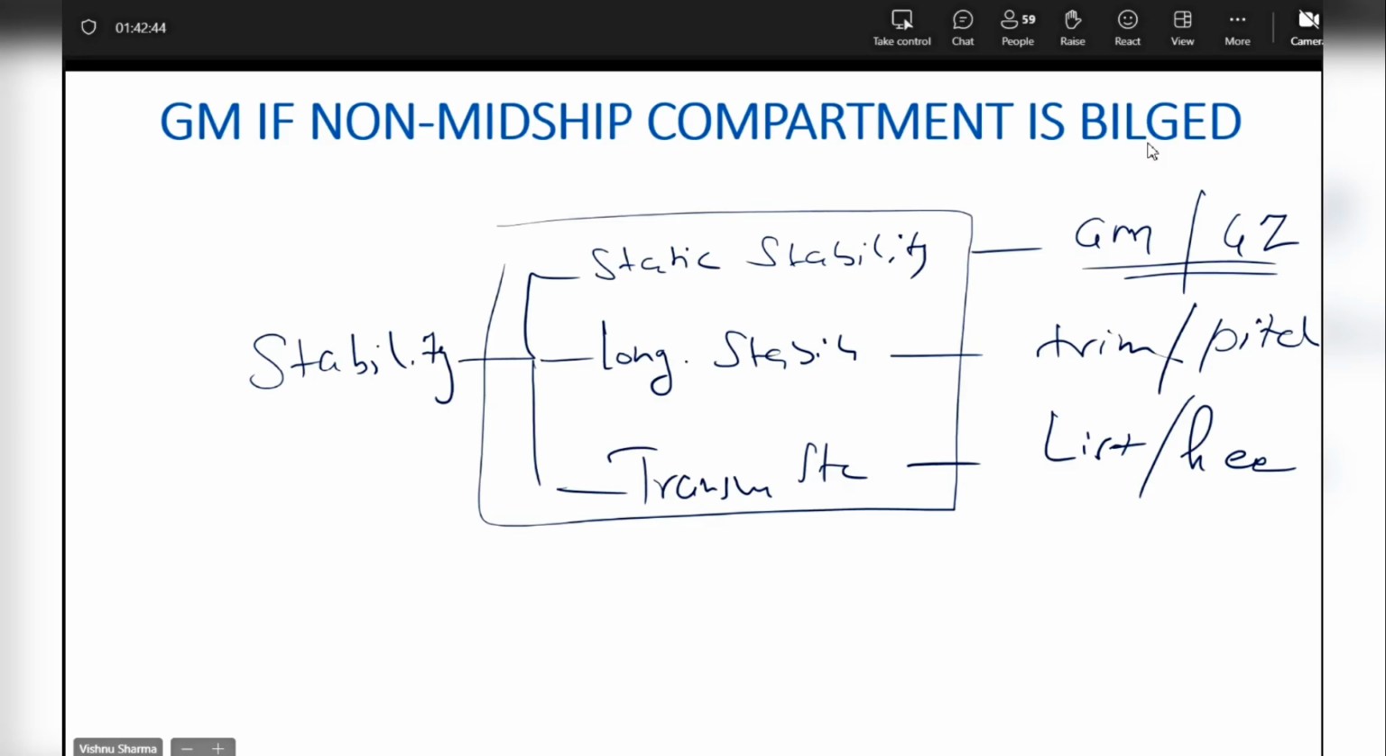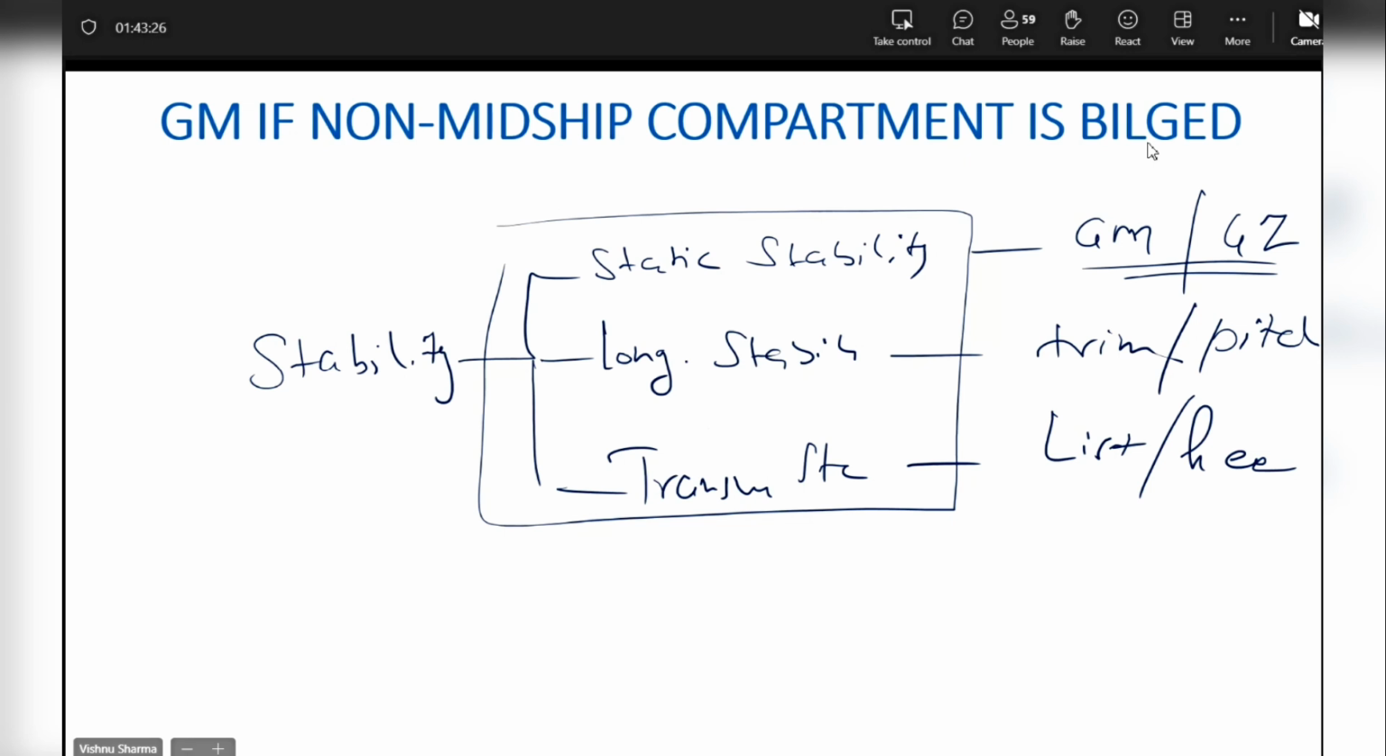Now, if you recall your MV Hinship questions, suppose you are loading some cargo in number one hold. Suppose the ship was floating at 10,000 tons displacement with a KG of 7 meters. Now you load 1,000 tons in number one hold. Then what happens? The displacement becomes 11,000 tons. Now, have you done such questions, that after loading, find the GM of the vessel? Yes or no?